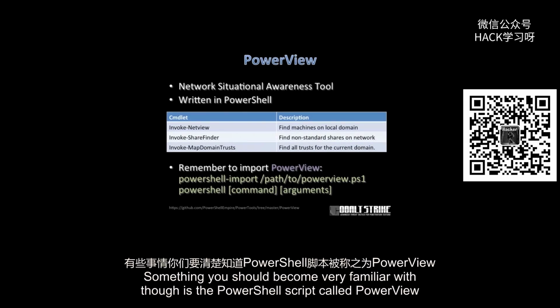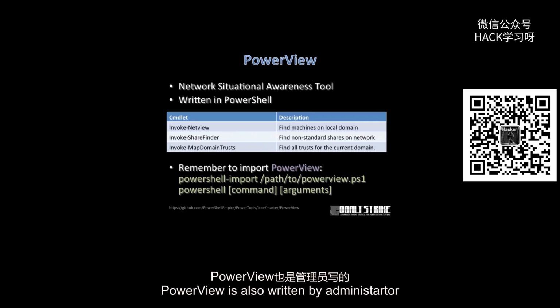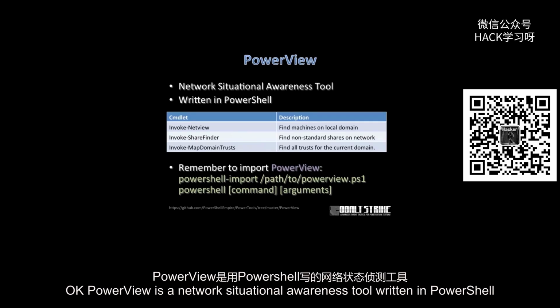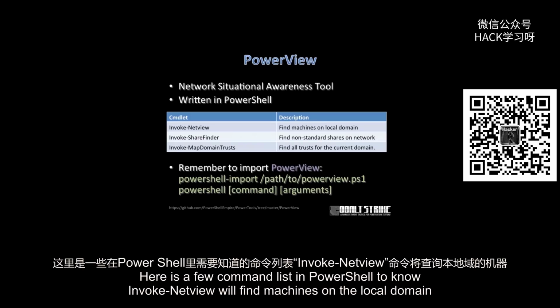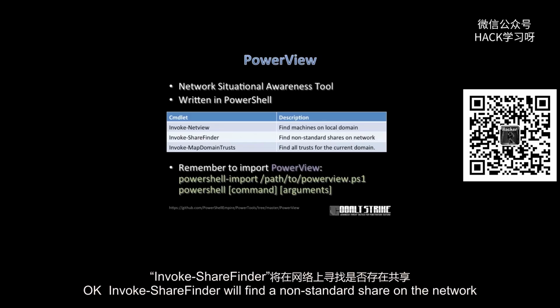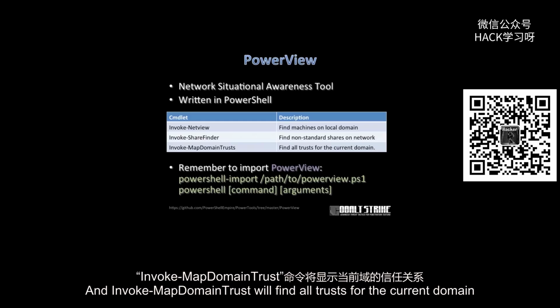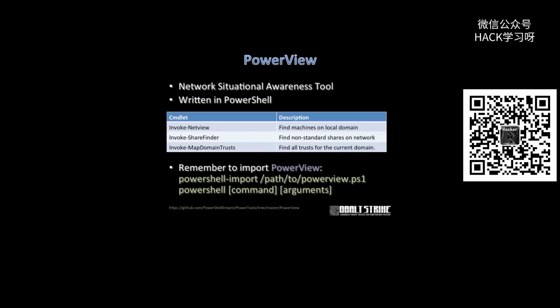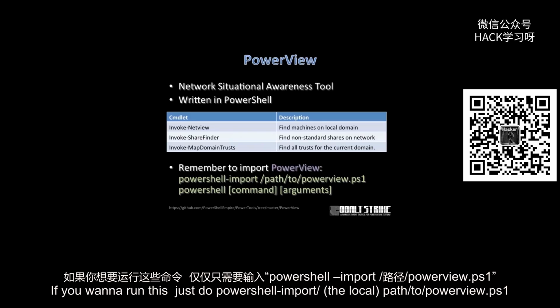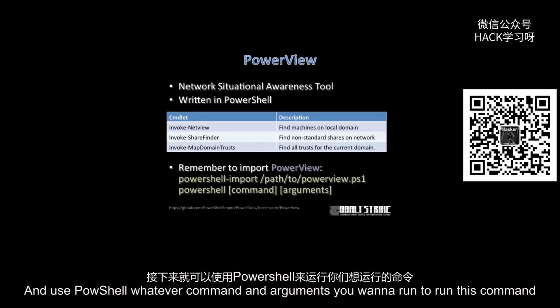Something you should become very familiar with, though, is a PowerShell script called PowerView. PowerView is also written by Will Schroeder. Okay? PowerView is a network situational awareness tool written in PowerShell. Here are a few cmdlets in PowerView to know. Invoke-Netview will find machines on the local domain. Invoke-ShareFinder will find non-standard shares on the network. And Invoke-MapDomainTrust will find all trusts for the current domain. If you want to run these, just do powershell-import with the local path to PowerView.ps1, and use powershell with whatever cmdlet and arguments you want to run these commands.